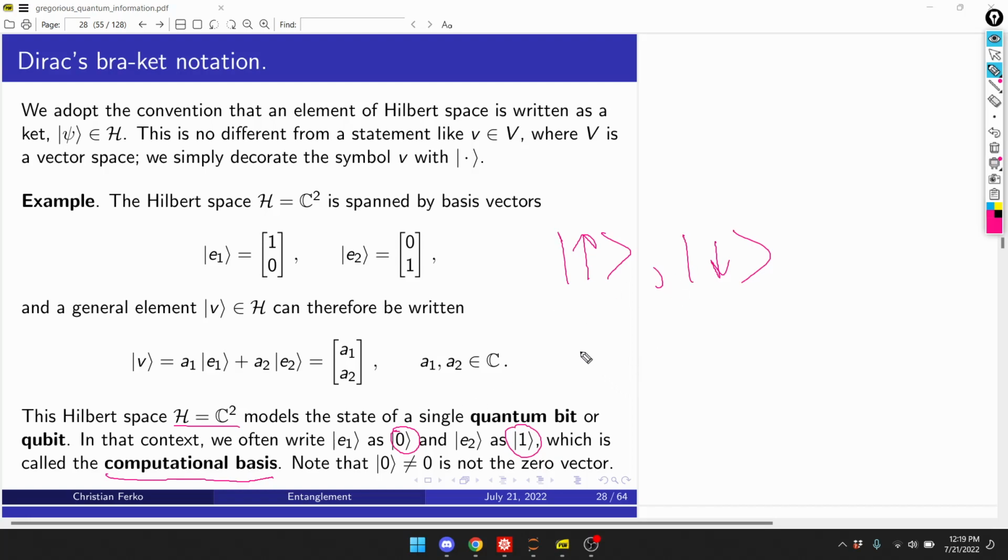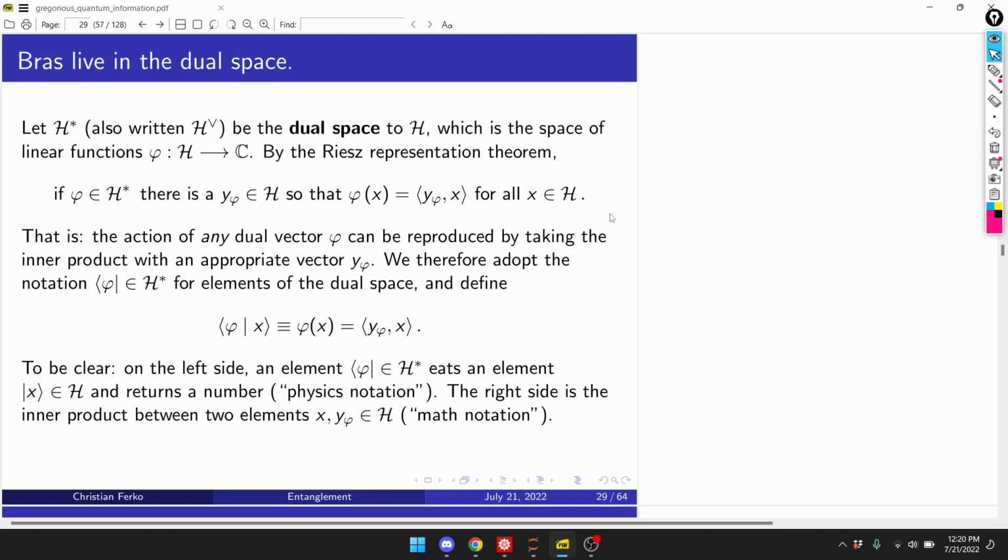One point of confusion is that ket 0, which is this ket E1, is not the 0 vector. So when we write ket 0, we mean this unit vector over here, 1, 0, and not the 0 vector, which has the property that you can add it to something and it's the same. The 0 vector I usually just write as 0, abusing notation with the scalar 0. All right, nothing scary about this.